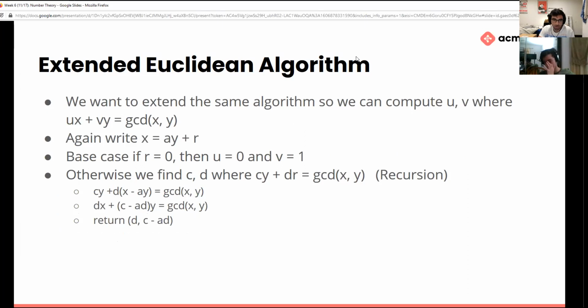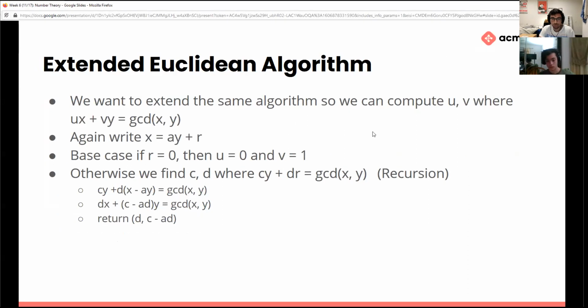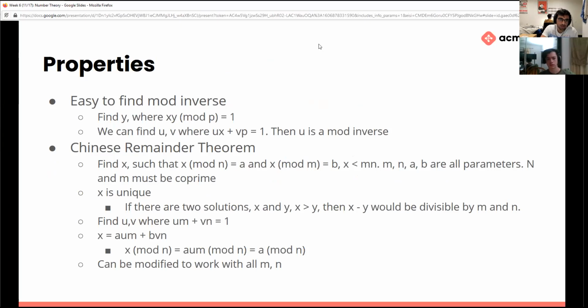All right, it seems like no one has any questions, so we'll go over some of the properties of this. One thing is that you can find the mod inverse pretty easily, right? What the mod inverse is: you're given a prime number p and x, which is a number that's not divisible by p, so x is in the field of p, and we want to find some y such that when we multiply x by y, we get 1 modulo p.